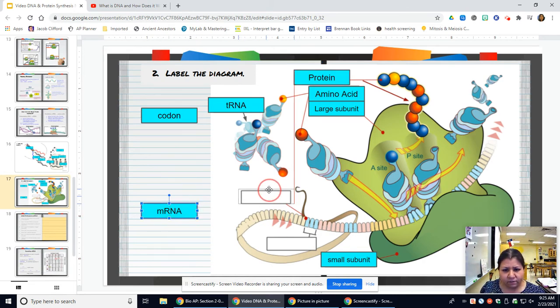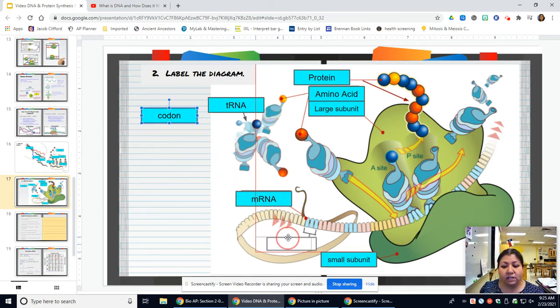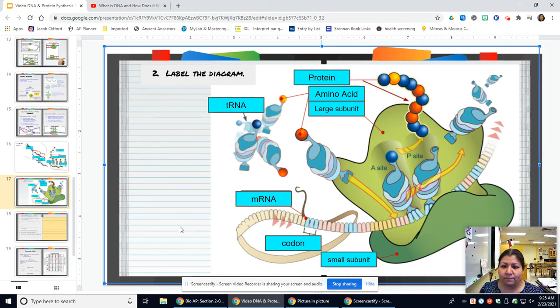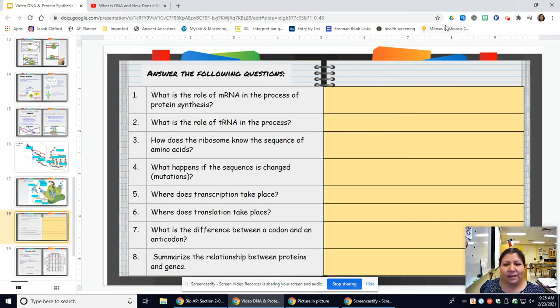They're kind of confusing with how they labeled this, so I'm going to put mRNA right here. Remember, a set of 3 nucleotides is called a codon, and then my tRNA has an anticodon. So hopefully that's starting to sink in a little bit. Go ahead and take a couple of minutes and pause the video and answer these questions.